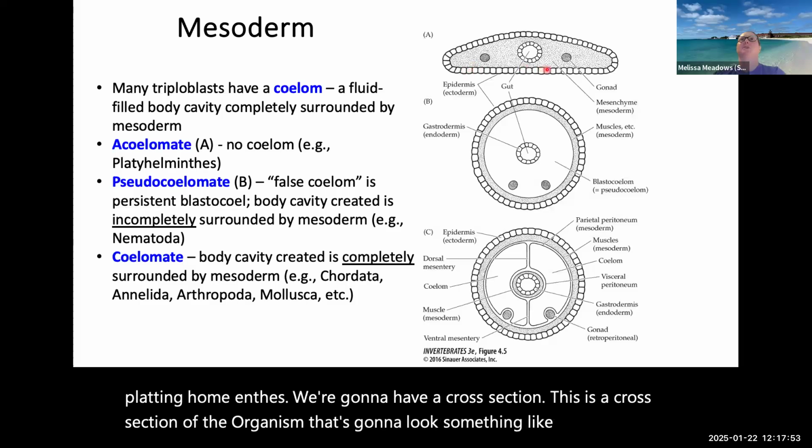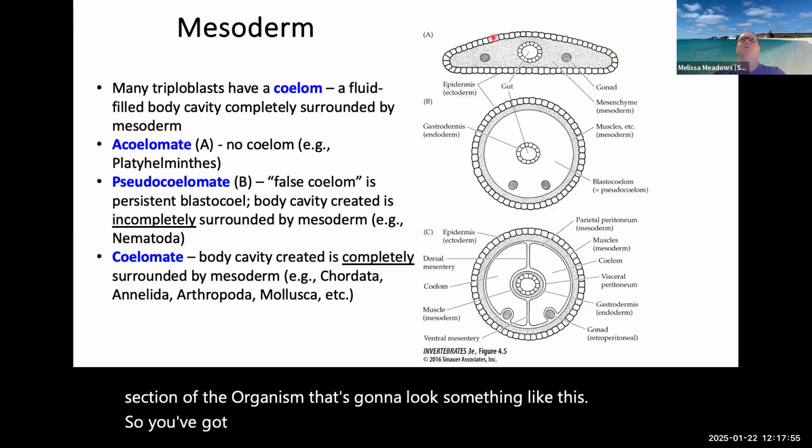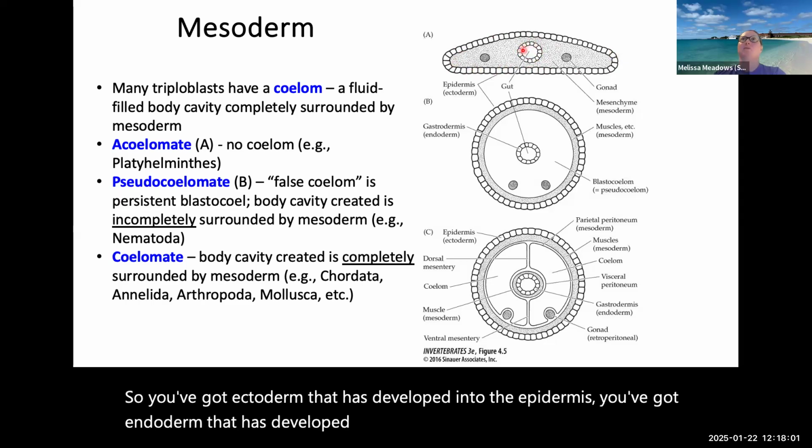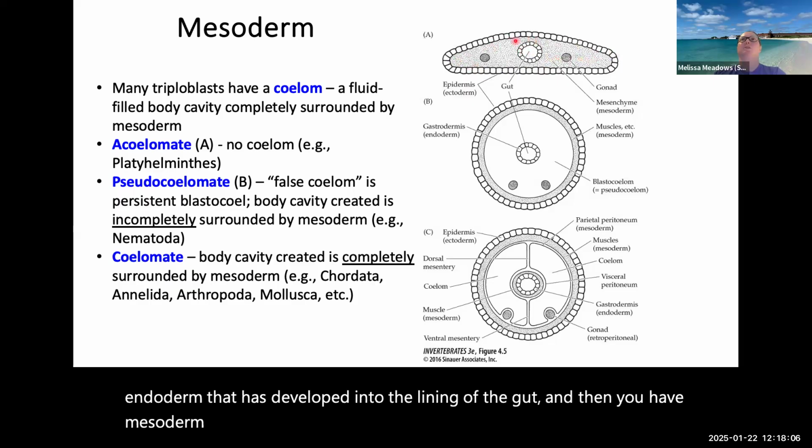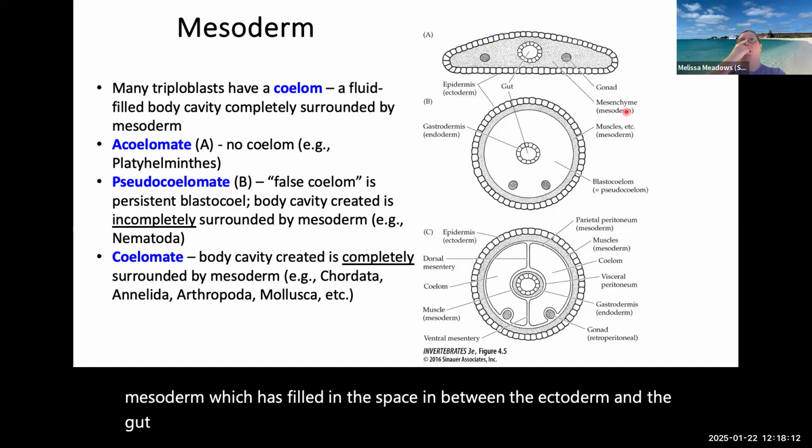So you've got ectoderm that has developed into the epidermis. You've got endoderm that has developed into the lining of the gut. And then you have mesoderm, which has filled in the space in between the ectoderm and the gut entirely, that we call mesenchyme sometimes.